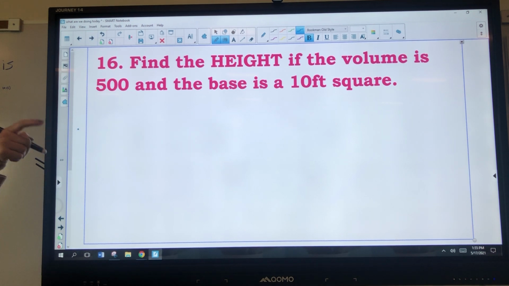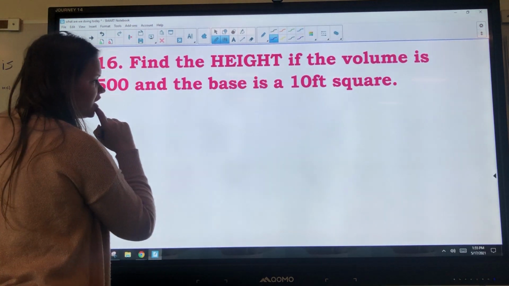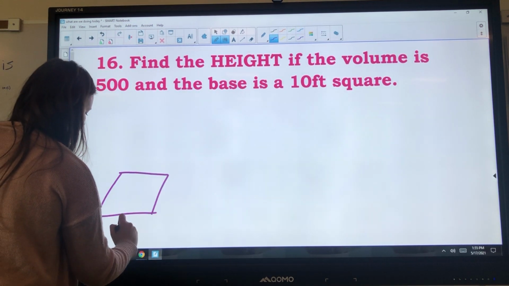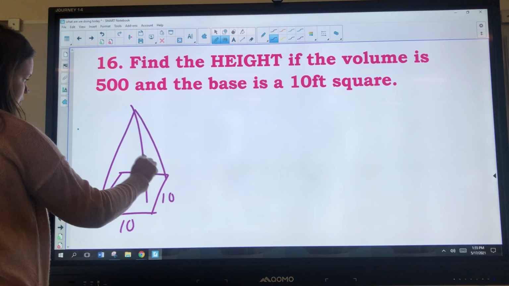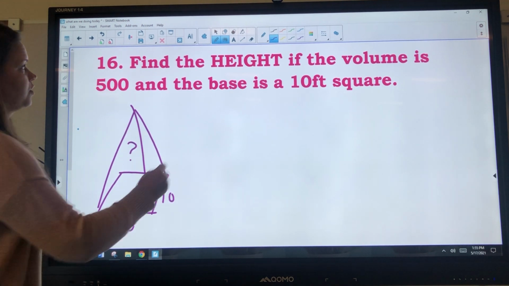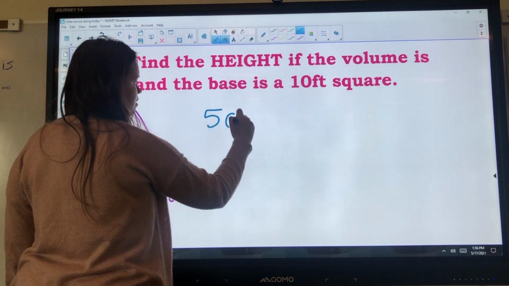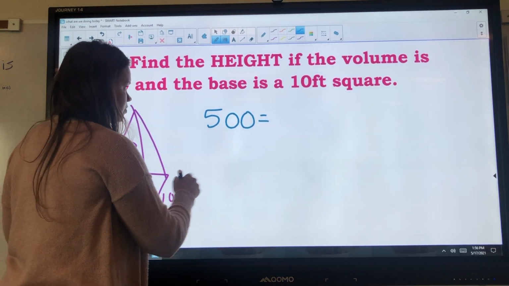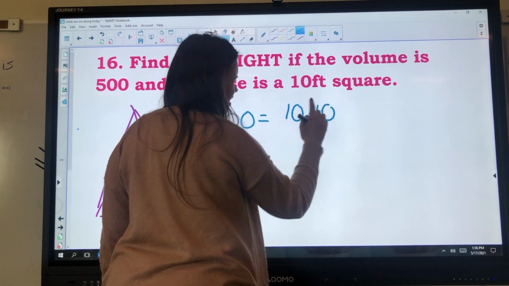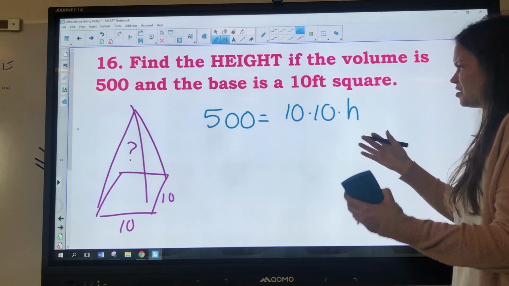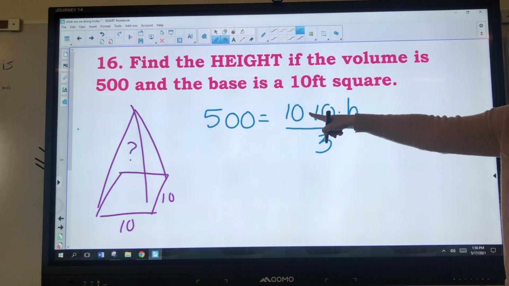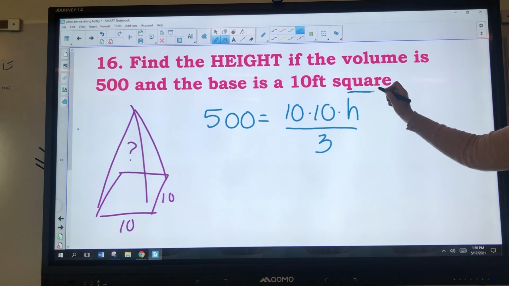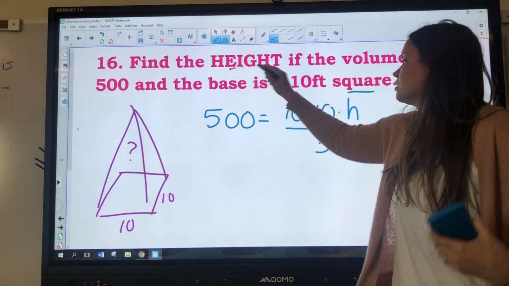And let's use the volume formula to find the height of a pyramid. So again, we have a 10-foot square, so picture a 10 by 10. And we don't know the height, but we know that the volume is 500. So 500 goes up the back. Length times width, and it doesn't matter where the 10's go, over 3. The 3 is from the formula, the 10 is from the problem, the other 10 is because of the word square, and we're looking for the height.